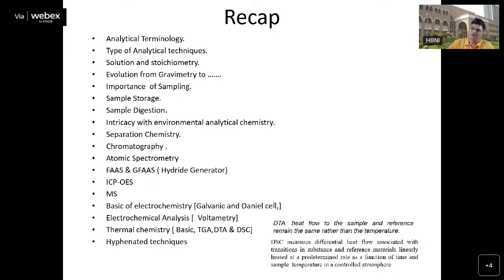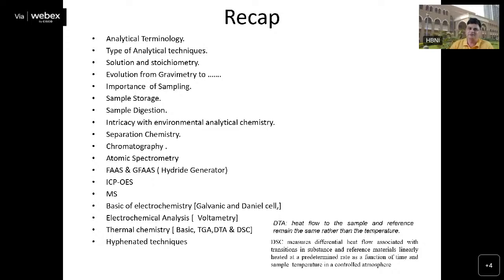using volumetric analysis, in which acid-base titrations and redox titrations are there. And then whatever issues were faced in volumetric analysis have been further resolved by using colorimetric analysis. In colorimetric analysis, the element is analyzed based on the color developed by that particular element.